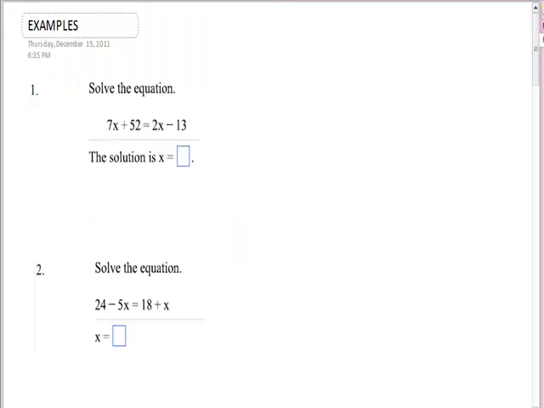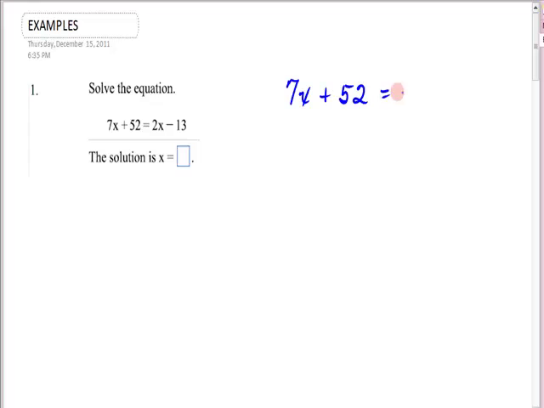All right, problem number 1. We're just going to jump in here. I have 7x plus 52 is equal to 2x minus 13. Step 1. Can you simplify on the left-hand side? No. No distributive property, no like terms. Can you simplify on the right-hand side? No. No distributive property, no like terms. Second step, are there variable terms on both sides? Yes. You need to eliminate one of them.